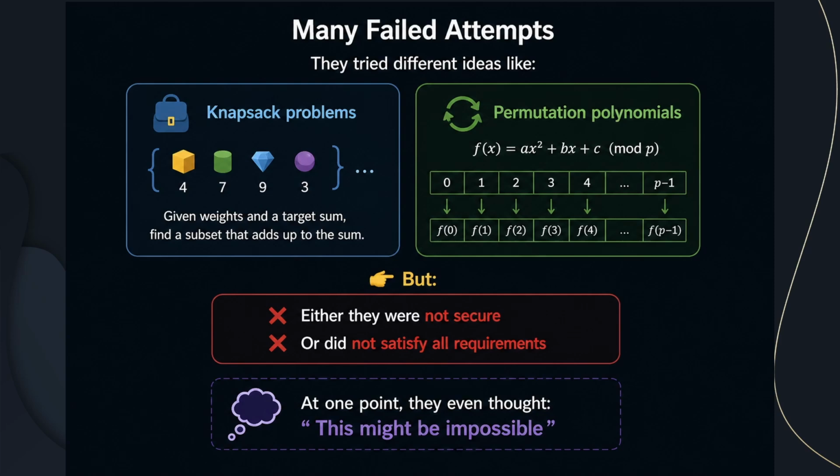The knapsack problem is a mathematical puzzle where we try to select numbers that add up to a target value. It was used in early cryptography but later found to be insecure. Permutation polynomials are special functions that arrange numbers in a unique way. They were studied for creating secure encryption, but they were not secure or did not satisfy all requirements. At one point, they even thought this might be impossible.